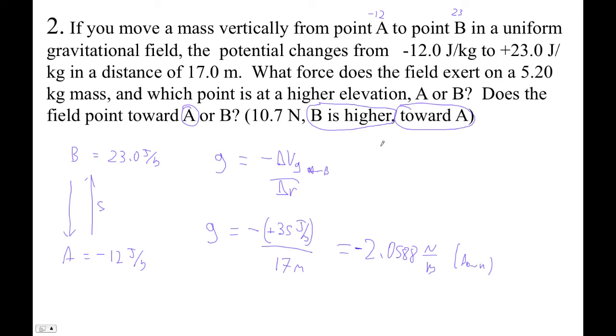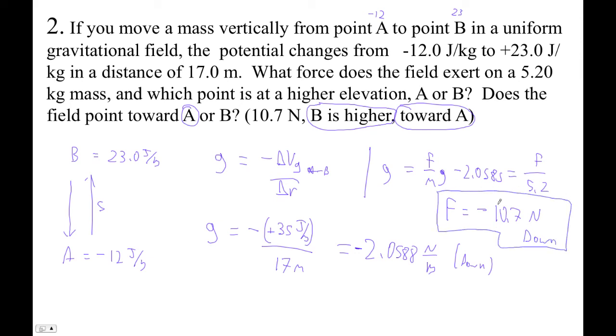Okay, we want to find the force. We have a 5.2 kilogram mass, and now I'm using G is F over M, right? So negative 2.0588 is equal to force divided by 5.2. So I multiply these, times 5.2, and I get a force of negative 10.7 newtons, which means it's, of course, down, which is kind of stupid because it's a gravity problem. Which way would the gravitational force be otherwise, right?